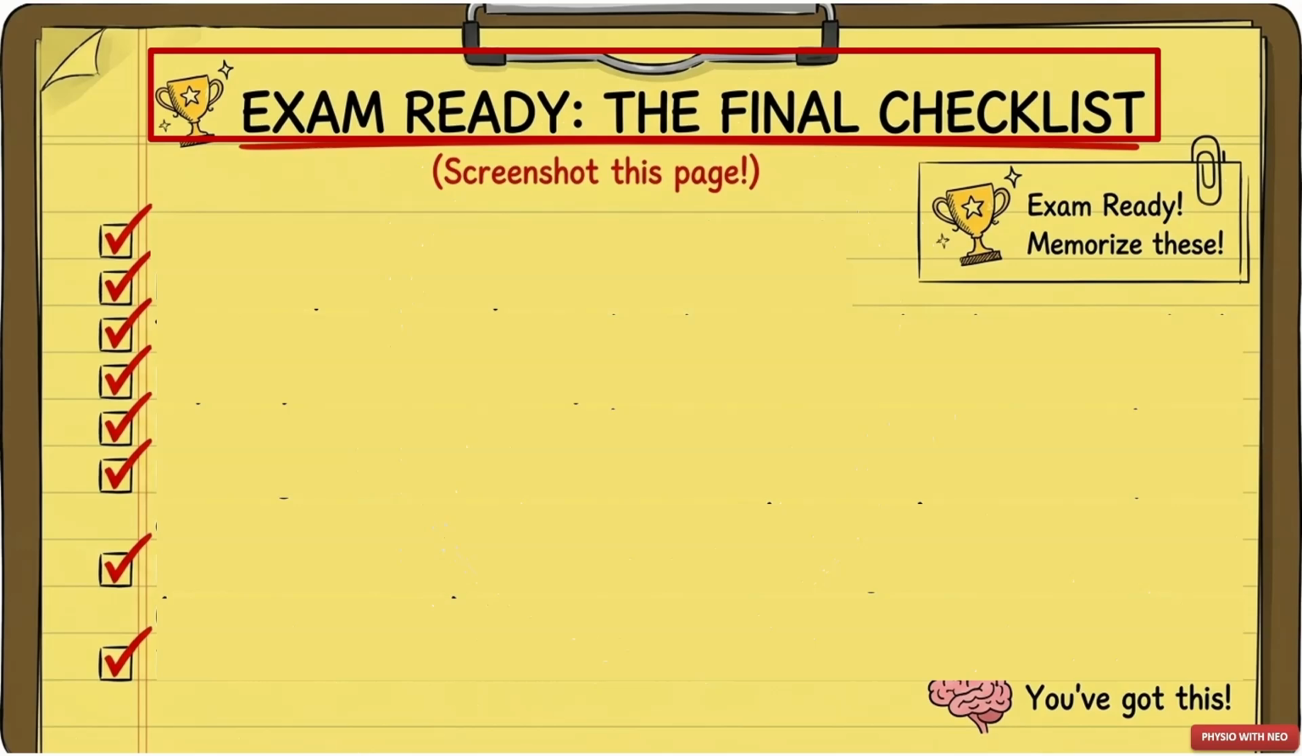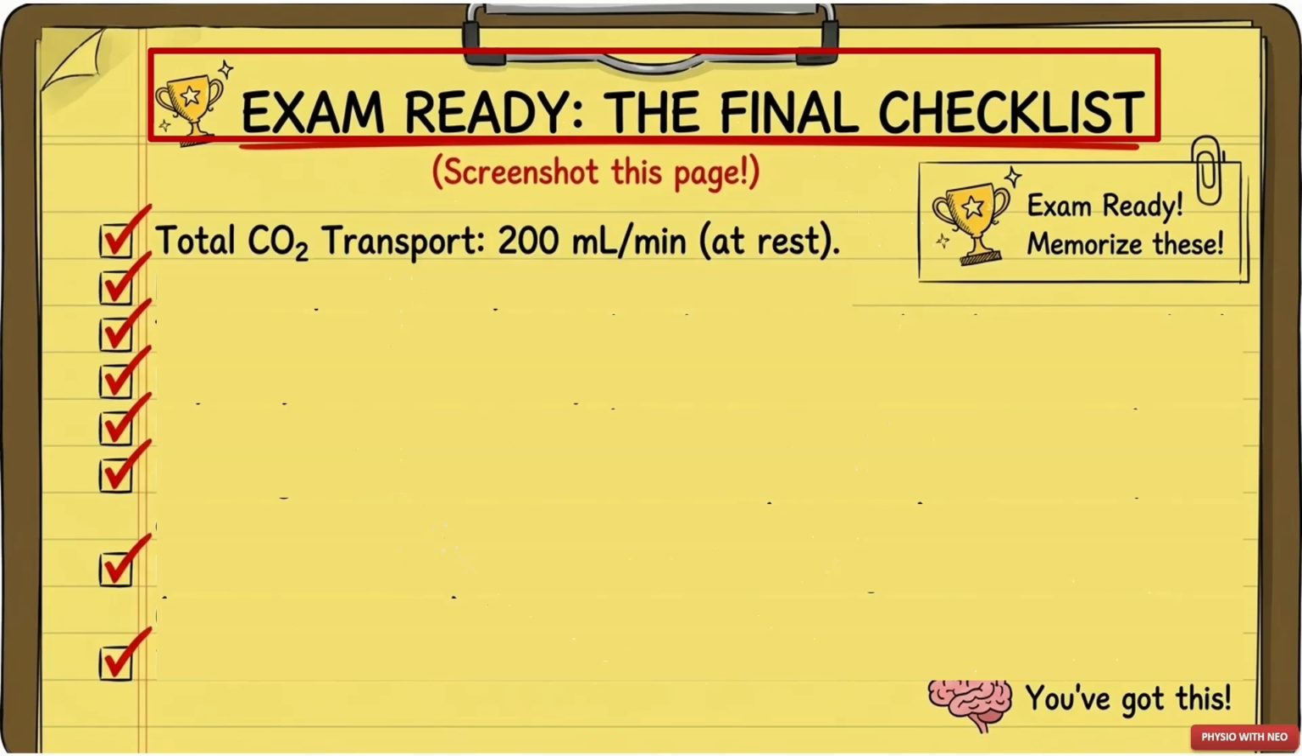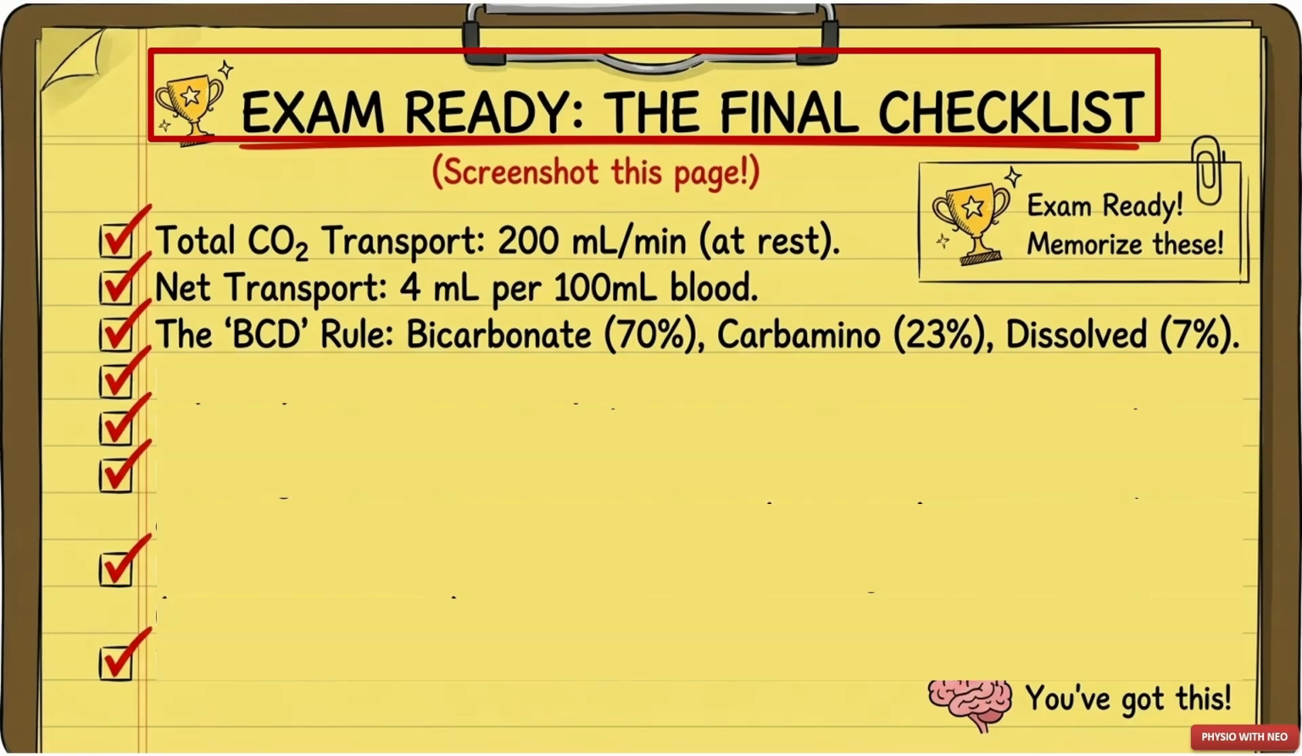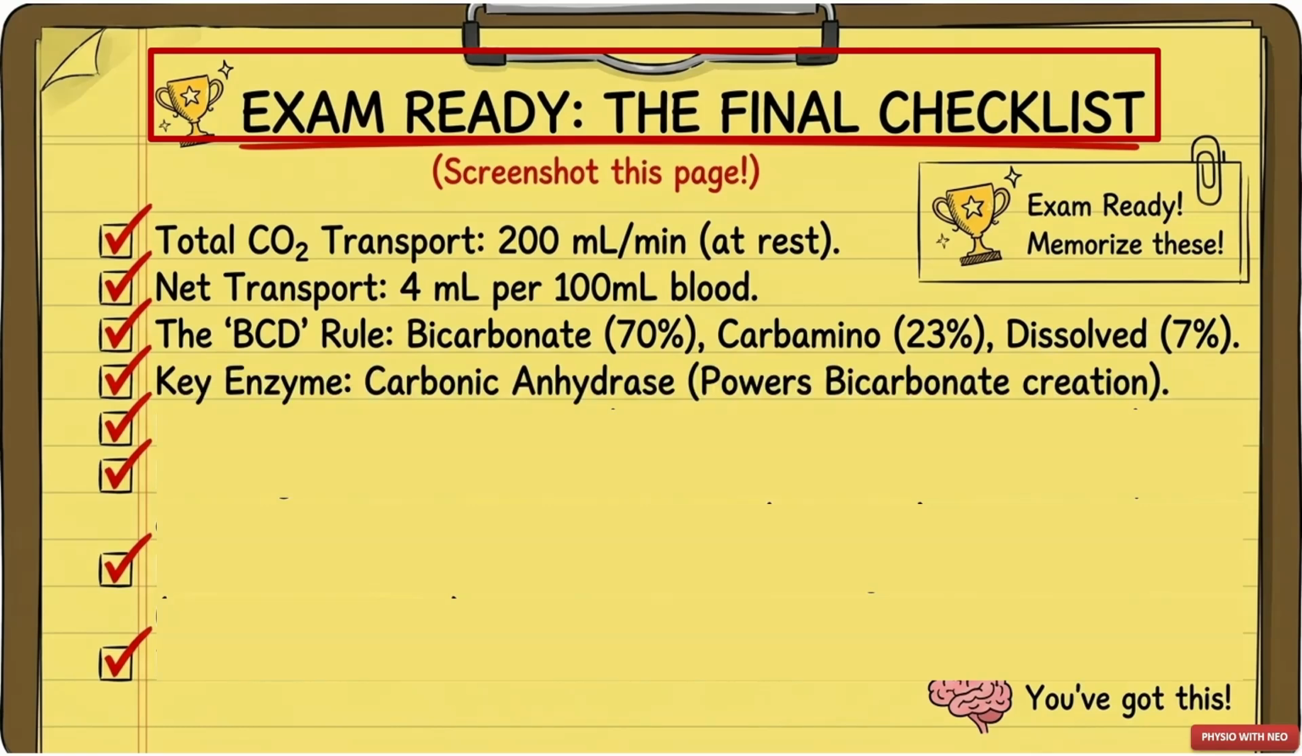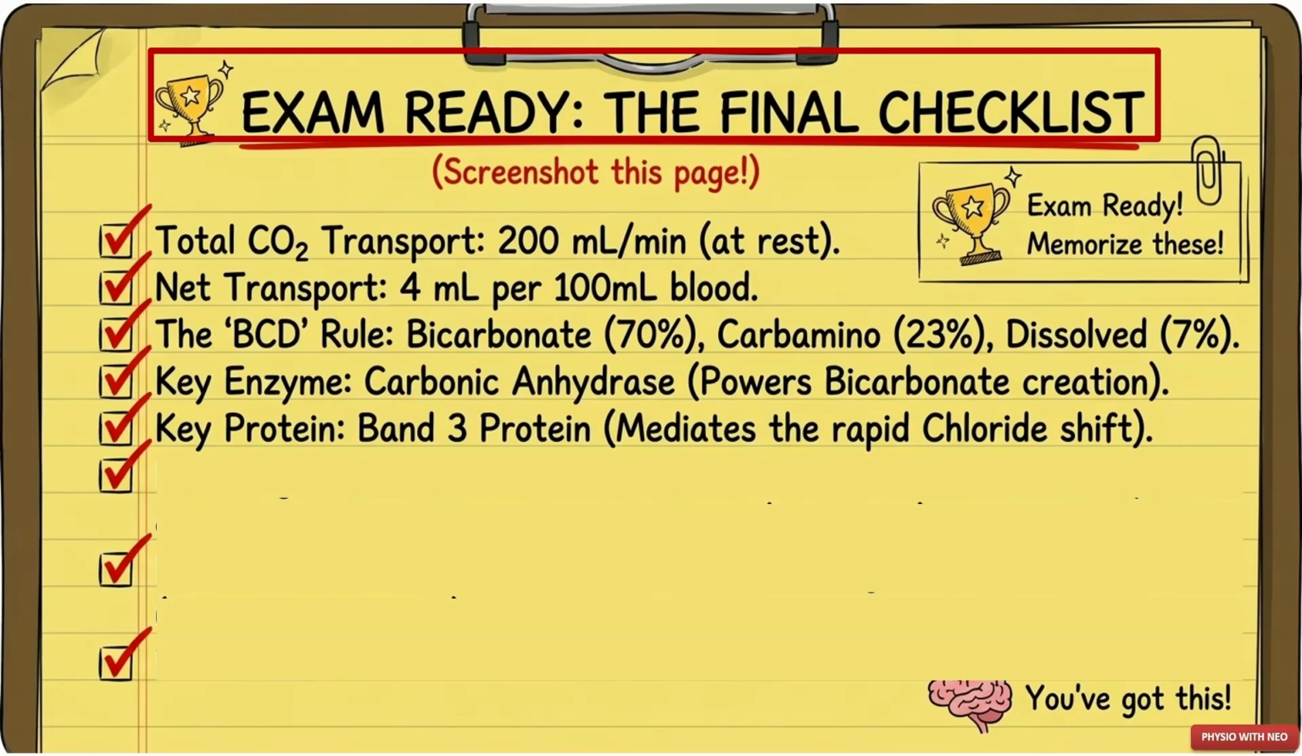This is your 30-second exam revision page. Remember, total carbon dioxide transport is 200 ml per minute. Net transport is about 4 ml per 100 ml of blood. The BCD rule: there are three types of transport, bicarbonate 70%, carbamino 23%, and dissolved 7%. The key enzyme is carbonic anhydrase. The key protein is band 3 protein, which mediates the rapid chloride shift.